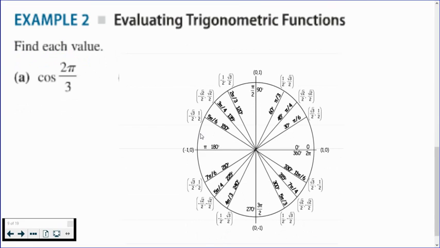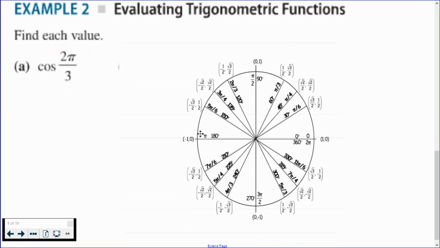Okay, guys, so let's continue here. Let's do example number 2. It says evaluate the trig functions to find each value. Okay, so some of you had problems yesterday on how to find the information for problems like this.